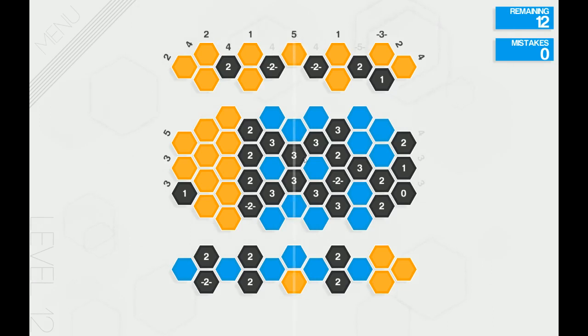Let's take a look at this one. We have 1, 2, 3, 4, 5. So the rest of those are blue for that middle column. All right, okay, we have 2 in this column, so we can eliminate these top 2. We now have 4 in that. We can eliminate this hexagon.